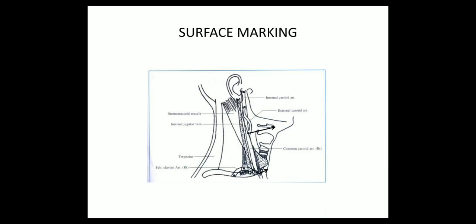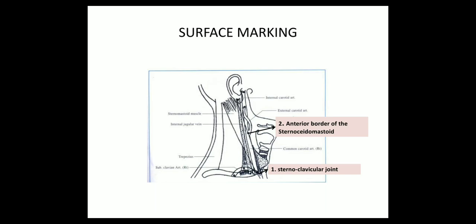Surface marking. To mark this artery, on the right side, the first point is taken on the sternoclavicular joint and the second point on the anterior border of sternocleidomastoid muscle at the level of the upper border of thyroid cartilage.